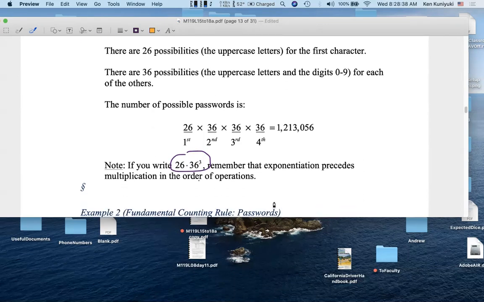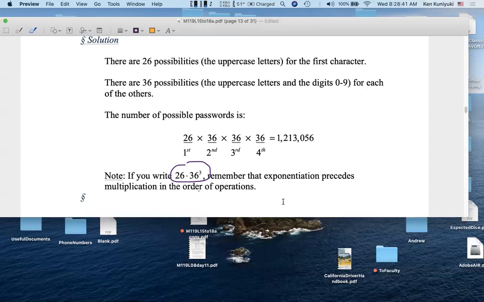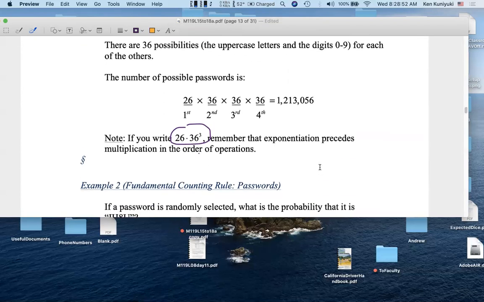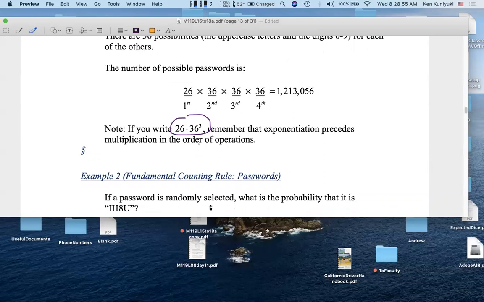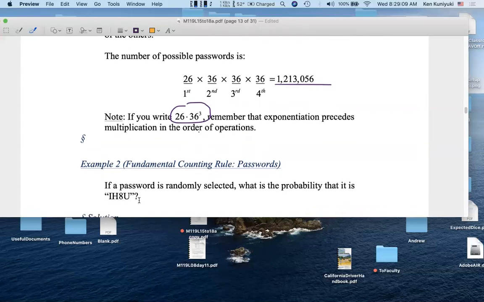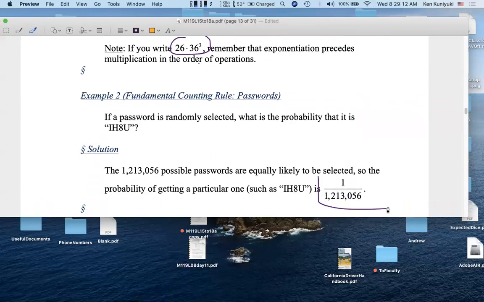Okay, now this leads directly to a probability problem. Let's say that all possible passwords are equally likely, and you get a random one. We're assuming a uniform distribution among these 1.2 million plus passwords. What then is the probability that your randomly selected password will be "I hate you"? IH8U. What's the probability you get that by chance? Well, each of these is equally likely. The probability of you getting this, or any valid password, will be 1 over the 1.2 million or so. So that's why these counting problems can lead directly to probability problems.